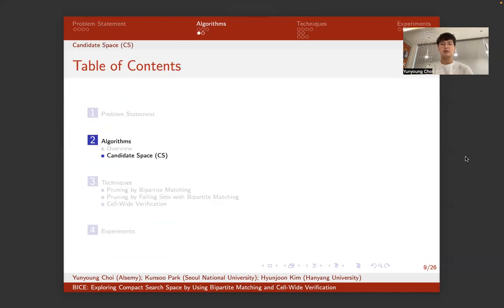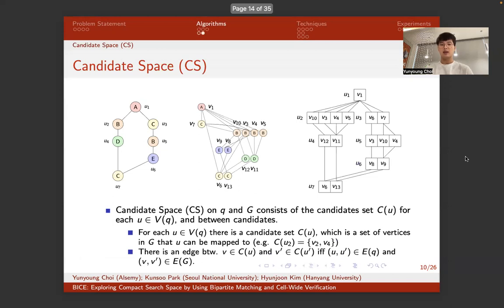In this section, we will discuss candidate space. The candidate space for Q and G consists of the candidate set CU for every query vertex and the edges between candidates. As defined earlier, the candidate set CU is a set of vertices in G to which U can be mapped. Furthermore, an edge exists between candidates if there is an edge between them in the data graph.